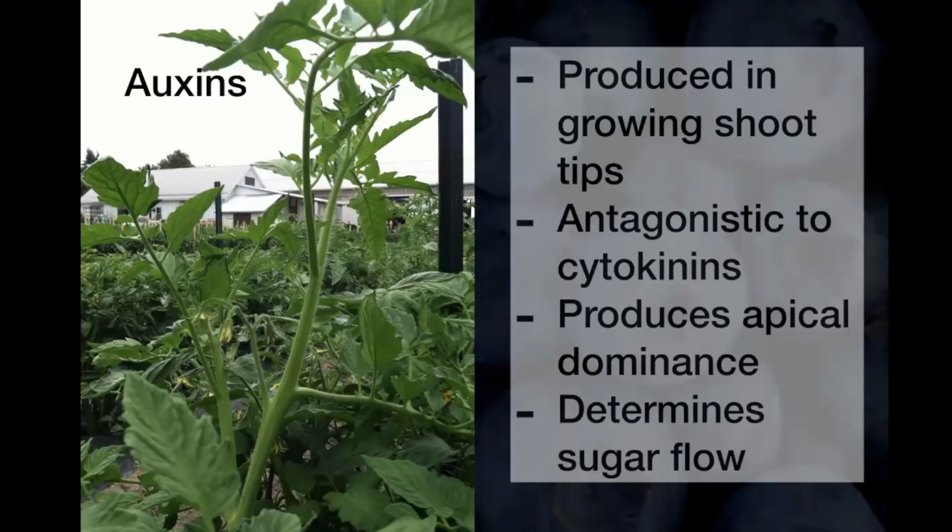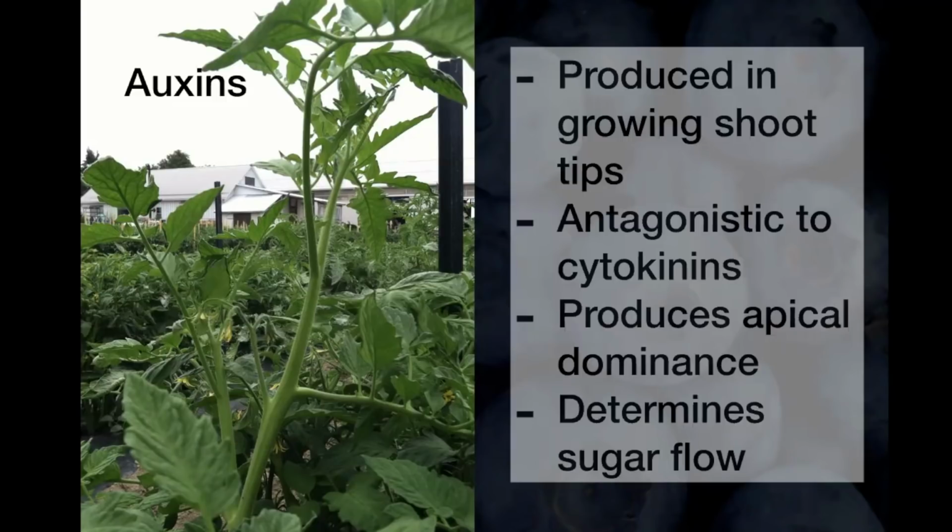Auxins are produced in growing shoot tips, and it's missing from the slide here, but auxins are actually produced in 2 places. They are produced in the growing shoot tips, and they are also produced in the seeds. Auxins have an antagonistic relationship with cytokinins. The 2 of them compete with each other. They antagonize each other. When plants have high auxin concentrations, that produces apical dominance, which means that the vegetative part of the plant, the vegetative biomass and the new shoot growth, is going to receive most of the sugar flow that is produced during photosynthesis.